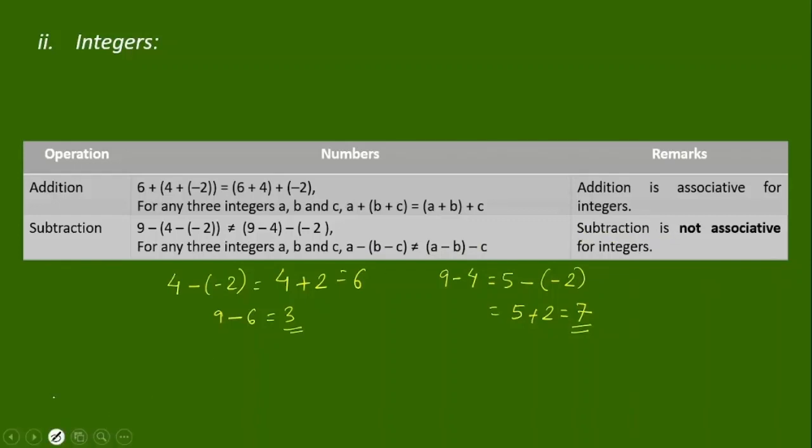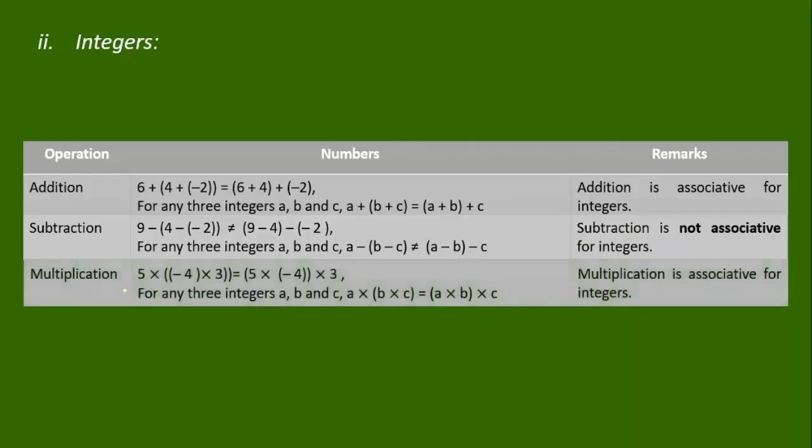Okay, so now let's move on to multiplication. For multiplication, here I am considering three numbers, that is 5, minus 4 and 3. So inside the parenthesis we have minus 4 multiplied by 3. So minus 4 into 3 gives us minus 12. So minus 12 into 5 is equal to minus 60. Okay, so minus 60 is the LHS answer. Now on the RHS we have 5 into minus 4 inside the parenthesis. So 5 into minus 4 is how much? Minus 20. So minus 20 into 3 is equal to minus 60.